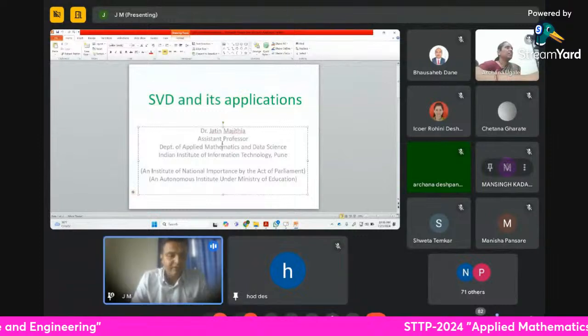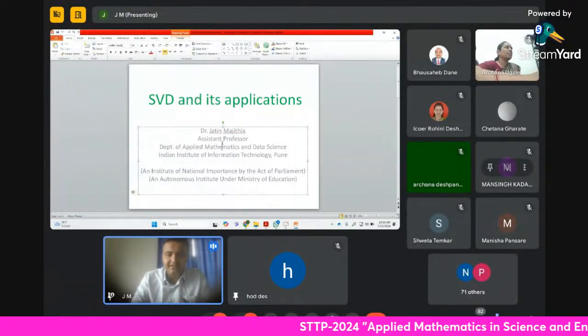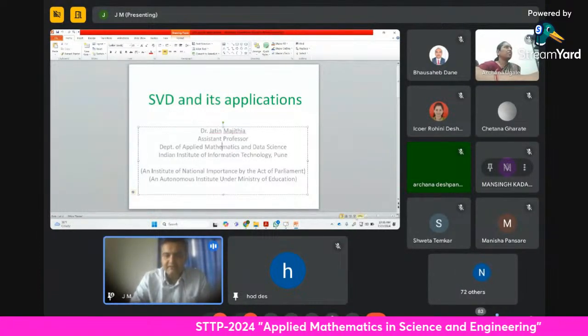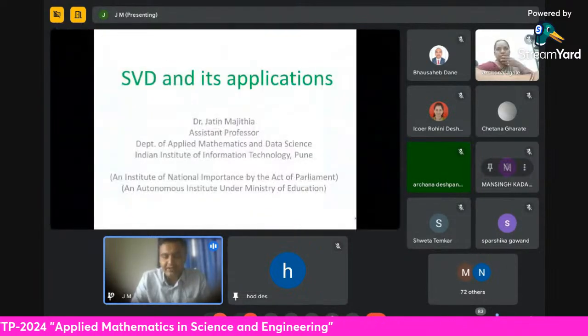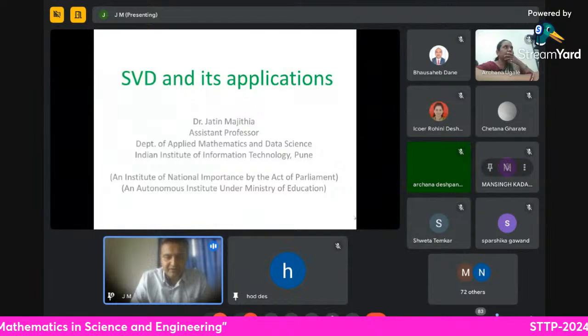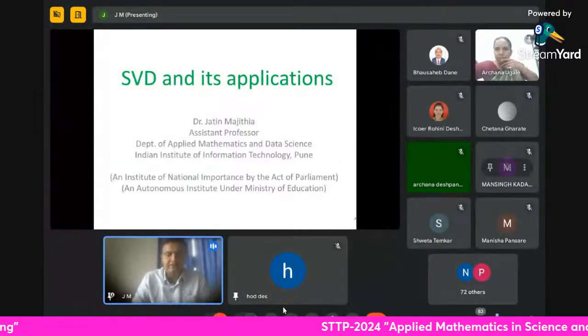Okay, yeah, so the topic for today's session is SVD and its applications. Myself, Dr. Jatin Majithia, from an autonomous institute under the Ministry of Education, an institute of national importance.